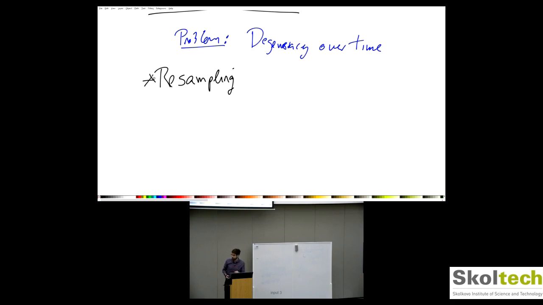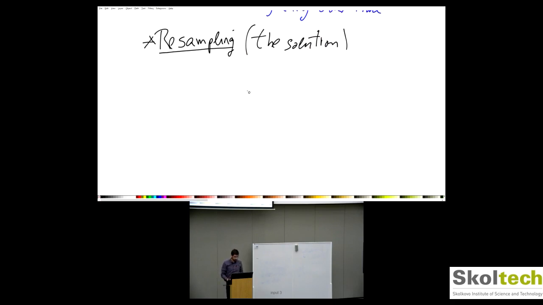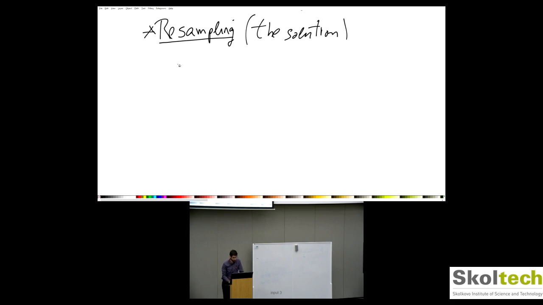Okay, sorry for the interruption. We are ready again, hopefully, to talk about resampling. This is the solution for this problem, not for all problems. The idea is very simple. It's just survival of the fittest. We are going to have our particles, and we are going to let them survive depending on the quantity of these weights.